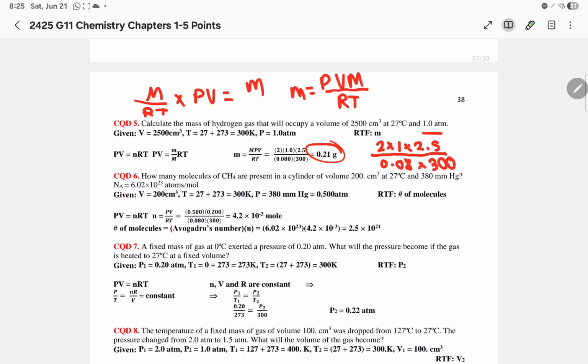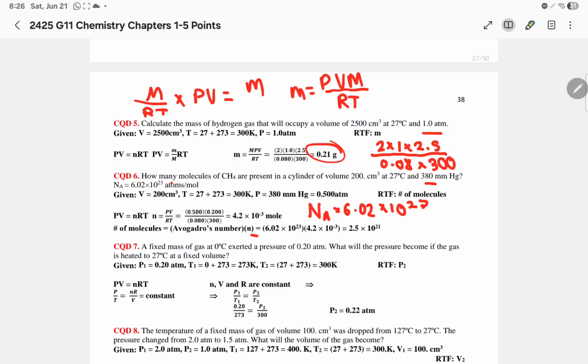Now, how many molecules of CH4 are present in a cylinder of volume 200 centimeter cubed at 27 and 380 millimeter Hg? Now, millimeter Hg means, I forgot exactly what unit we need to divide by to get it in atmosphere, but I'll remember in a bit. Anyways, how many molecules? They want molecules. Well, molecules is Avogadro's number, Na, which is 6.02 times 10 power 23, times n, the moles.